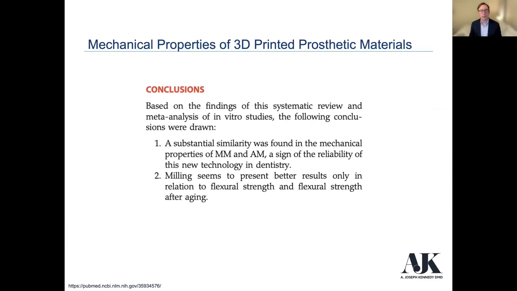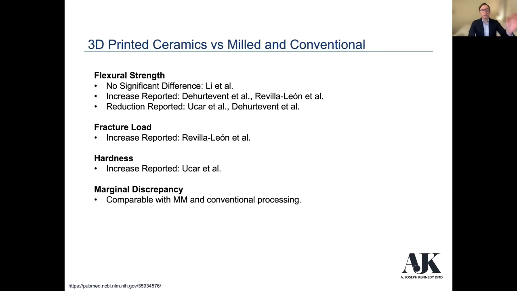So 3D printing and milling have substantial similarities in the mechanical properties, which is a sign of the reliability of this technology. Milling seems to present better results only in relation to the flexural strength and flexural strength after aging. So if we look at this meta-analysis, they're taking all the literature, looking at what fits the criteria. The flexural strength here, we found no significant difference in this article.